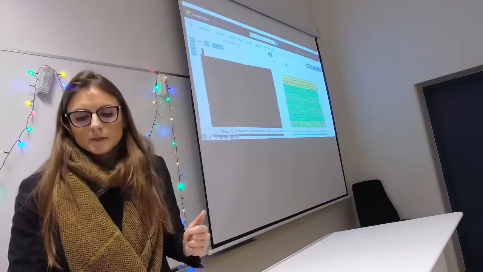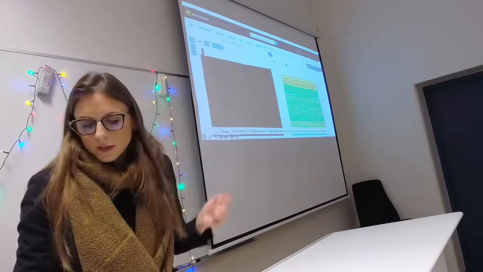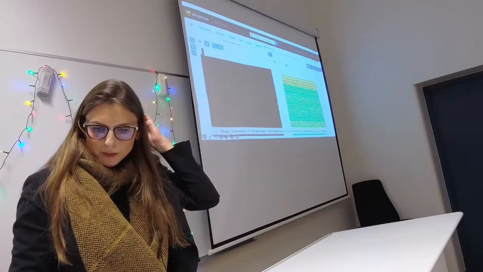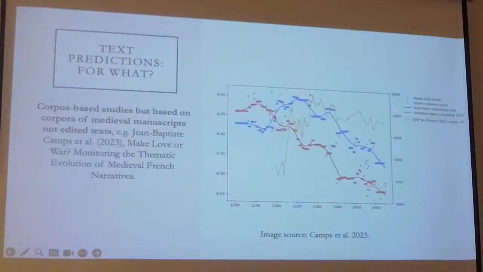So the Union Catalogue of Landsbokasamlingen, Stofnun Árna Magnússonar and Den Arnamagnæanske Samling in Copenhagen. Well, my first example, and those are very quick examples, is a project done by my colleagues in Paris who are experimenting with using text prediction for large-scale corpus-based studies of medieval literature as preserved in manuscripts and not in editions. So on this slide, you are looking at results of correlating GDP of France in the Middle Ages with the appearance of love-related vocabulary and war-related vocabulary in medieval manuscripts preserving French romances.